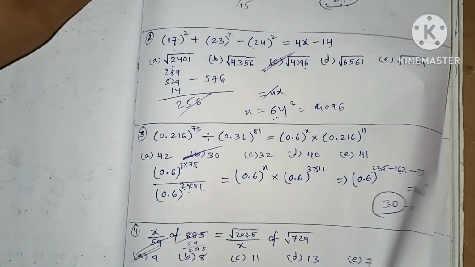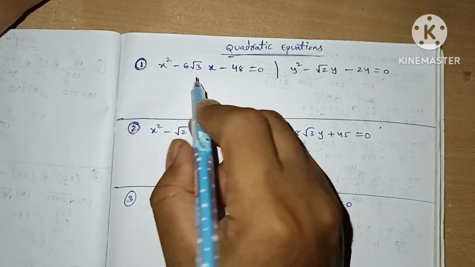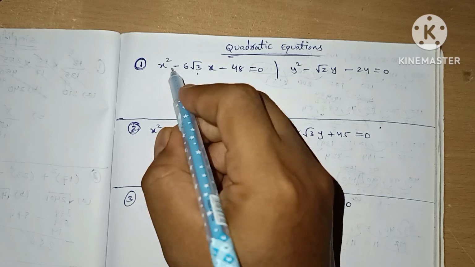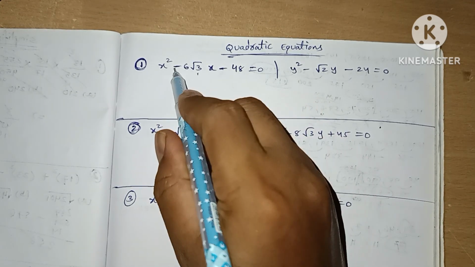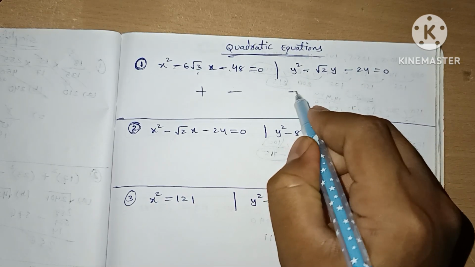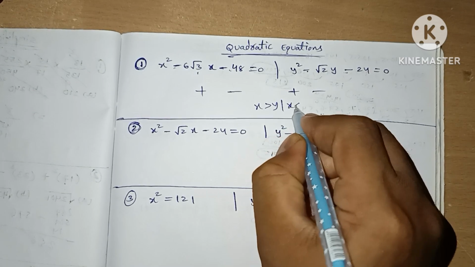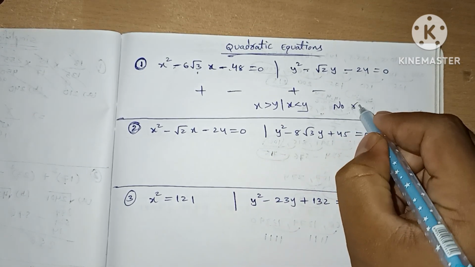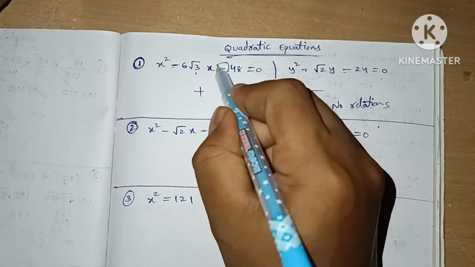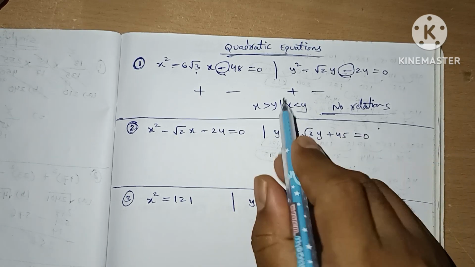Now we are going to see quadratic equations. First question. Here we have, wait a second. Even though we have under root, here the roots are minus and minus, means the roots will be positive and negative. So by comparing these two, it will be clear that x is greater than y and x is lesser than y. So no relation can be established in between these two equations. We can say this by seeing these two symbols at the end. No relation can be established.